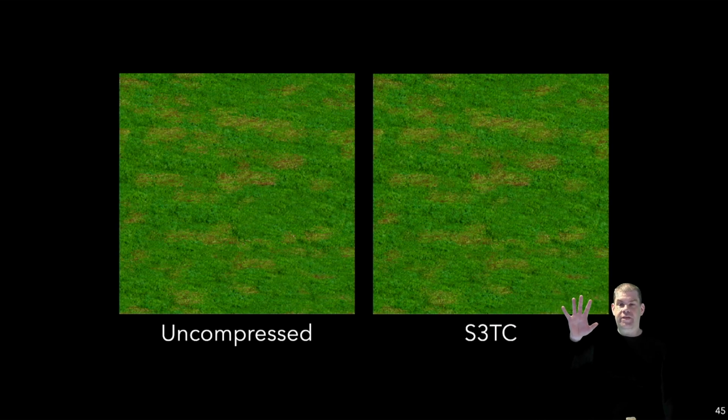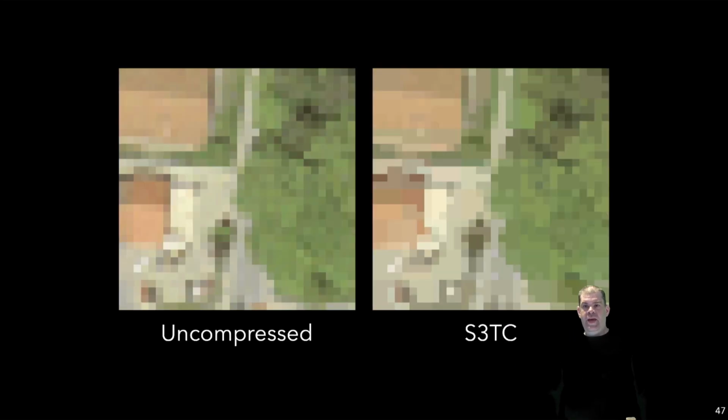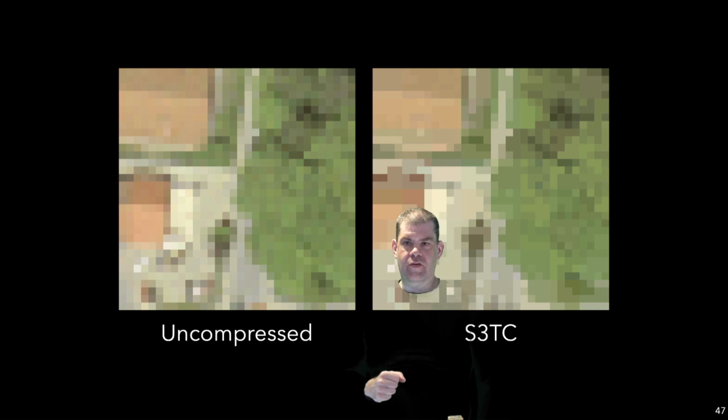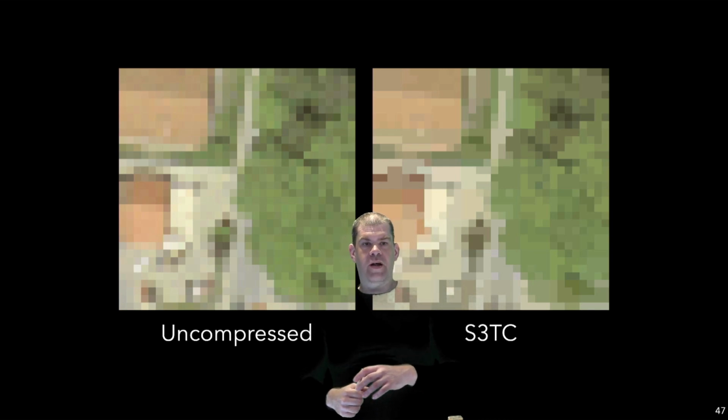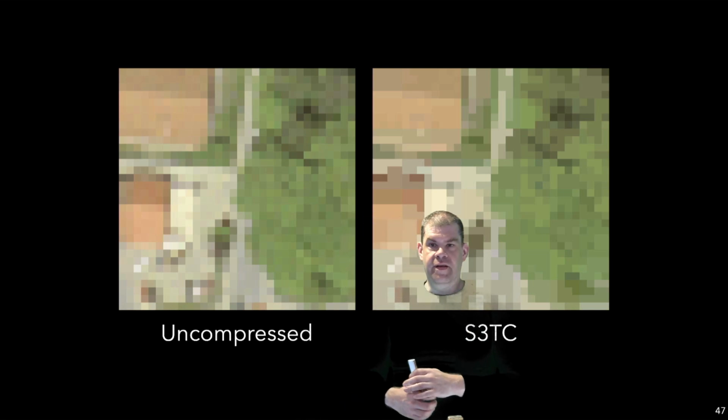So here's an uncompressed and a compressed version, and it's really hard to spot a difference. Here's again, for the aerial photographs, an uncompressed and compressed version, and they look pretty much indistinguishable to me. Let's zoom in on a small area, and even if we zoom in, they still look pretty indistinguishable. You can tell the difference, though, if you know exactly what to look for. What you have to look for are nearby regions, and look at the number of different colors in a nearby region.